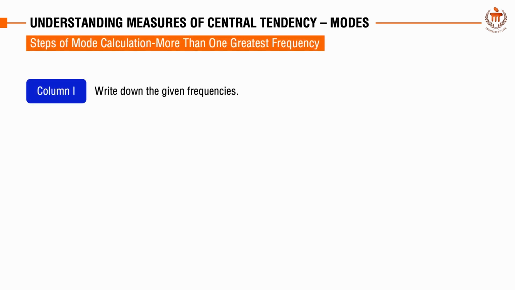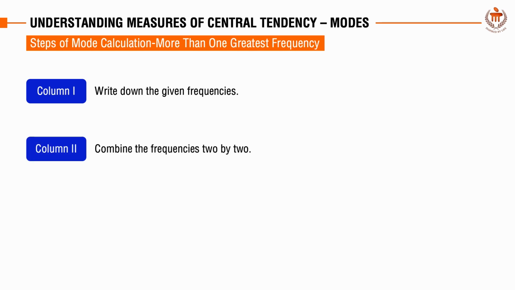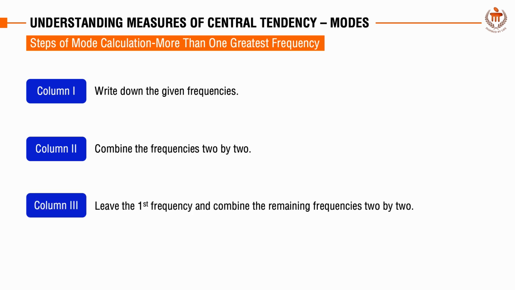Okay, so what is the grouping and analysis calculation? In this method, we first write down the given frequencies, and then we make six columns. In the first column, we simply write down the given frequencies. In column two, we make pairs of the frequencies and combine them. And then in column three, from the column one data, we ignore the first frequency and then make the pairs. When we do the numerical, you'll understand better.